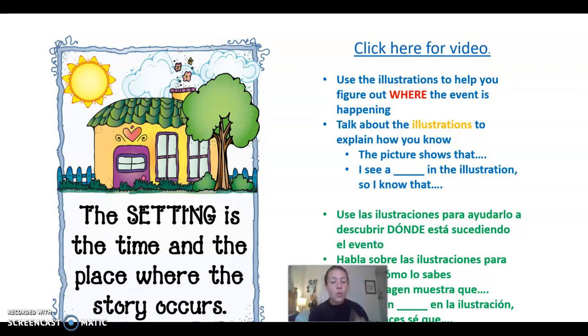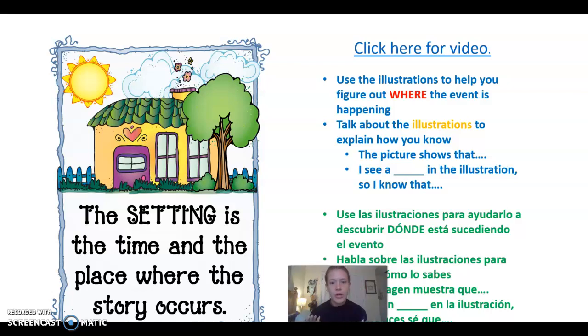So we can look at where the character is, what's happening in the background, what time of day it is. So is the sun up like in this picture? Or like in Moonlight Cat, the moon was in a lot of illustrations, so we knew it was nighttime. So we can look in the background or in the middle of the illustrations to figure out where and when the event is happening. And then we need to do something called using text evidence.